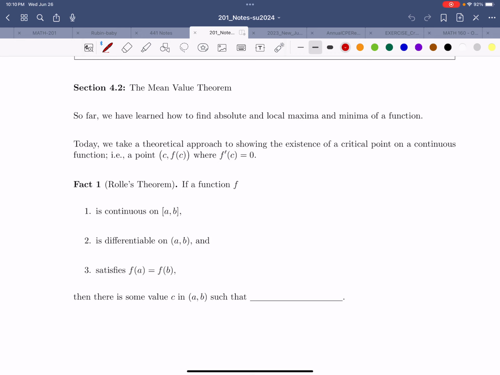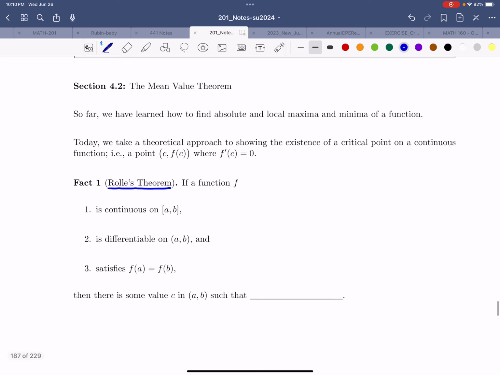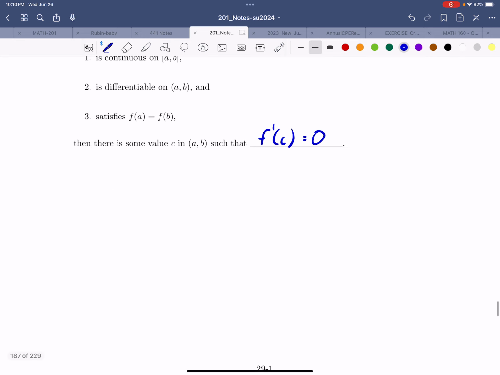So here's fact 1, Rolle's theorem. If we have a function that is continuous on the closed interval a to b, differentiable on the open interval a to b, and has the same y value where it starts as where it ends, then there's some value c in the open interval a to b such that f prime of c equals 0. Now let's think about what that means, right? Because I think we can illustrate this.